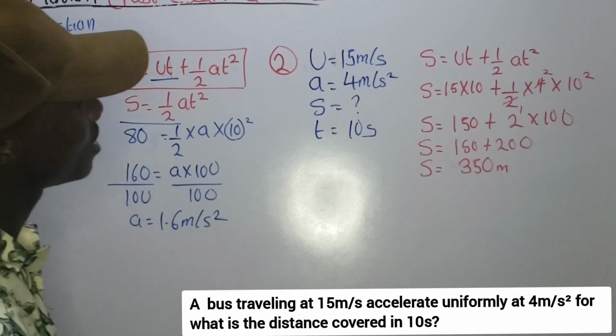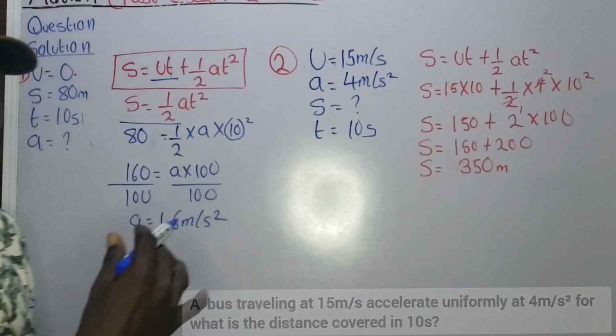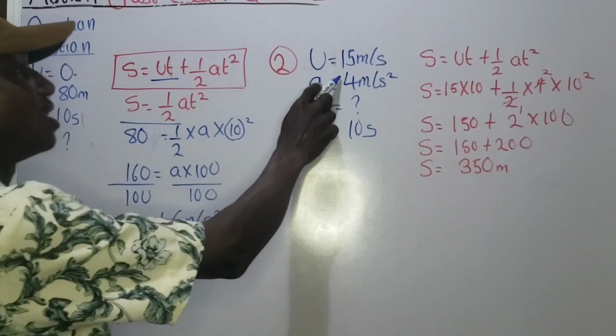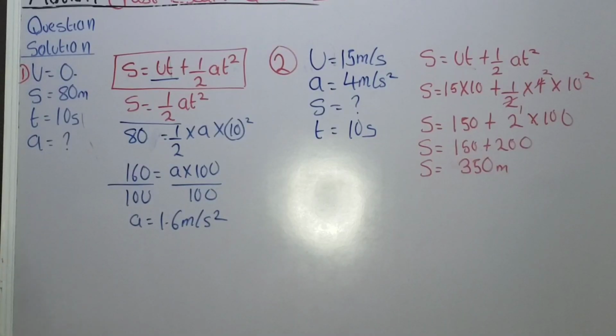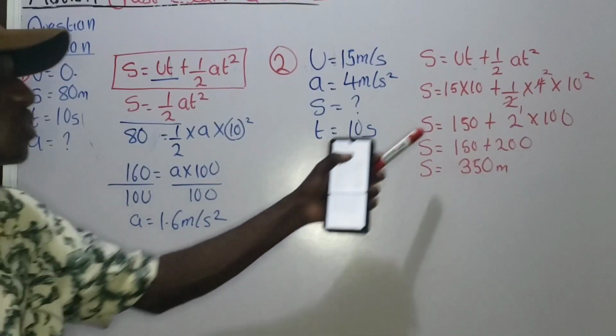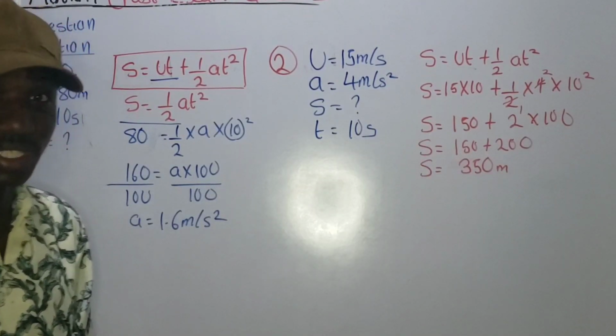Now in this one, we are told that the bus is already in motion. Hence the initial velocity is 15, so this one has a significant value. You understand? That's why I have 15 multiplied by 10. Do you understand now? Okay.